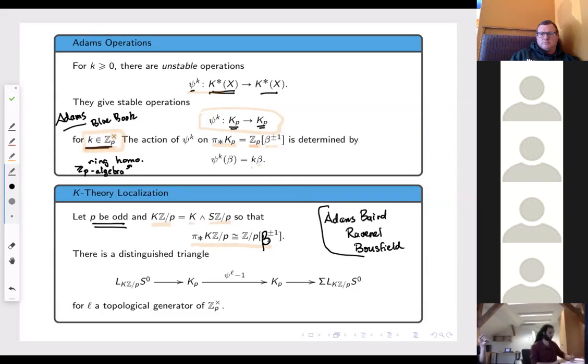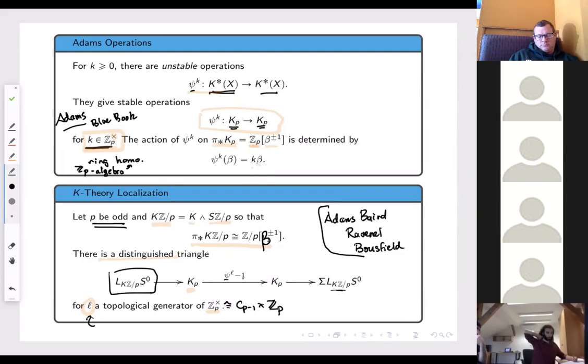The statement is that there's a distinguished triangle, a cofiber sequence. You take p-complete K-theory, and L is going to be a topological generator of the p-adic units. This group is isomorphic to C_{p-1} times a copy of the p-adic integers, and it turns out you can take one element whose powers are dense in Z_p cross. So take one of these, and then you take the Adams operation psi^L minus 1 on p-complete K-theory. The fiber or cofiber, depending on how you want to think about it, is the K mod p localization of S naught.